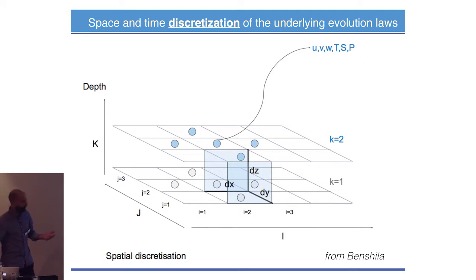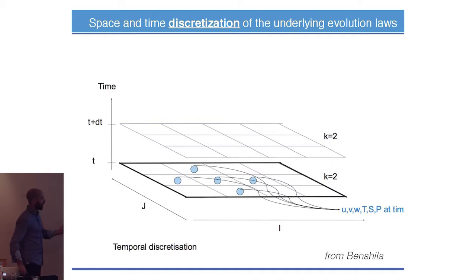In practice, it comes with a spatial discretization. We're computing fluxes across the boundaries of the boxes based on those equations, and from that we can obtain an idea of how the system will evolve from time t to time t plus delta t. So that's the temporal discretization we're talking about here.